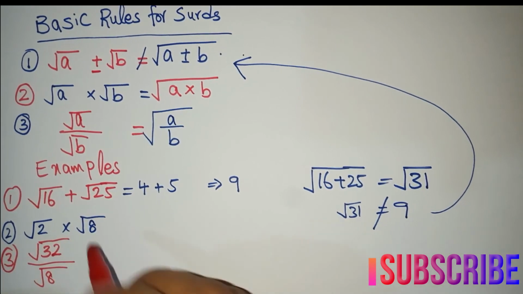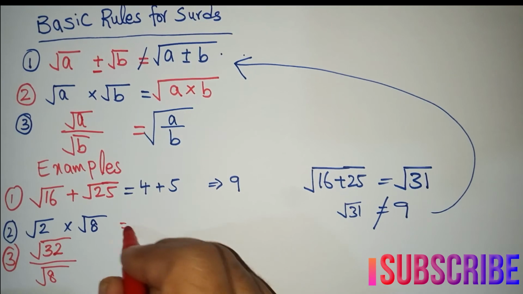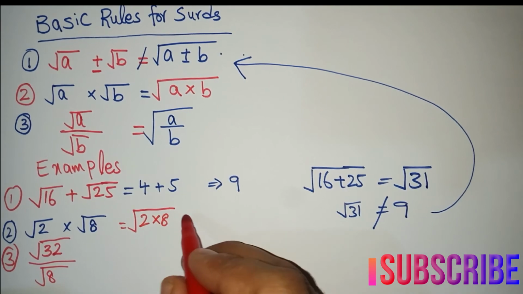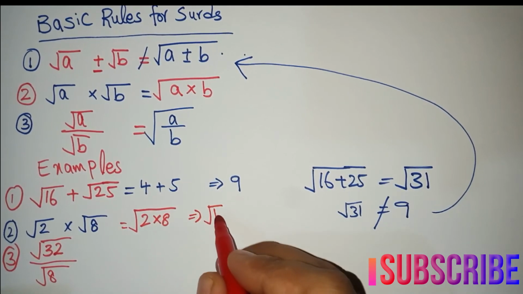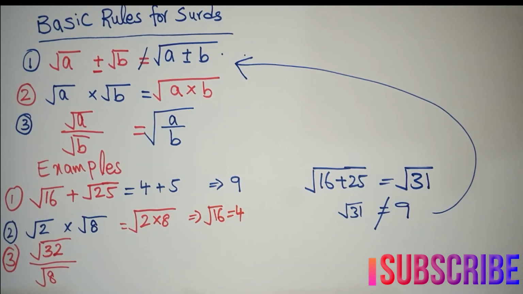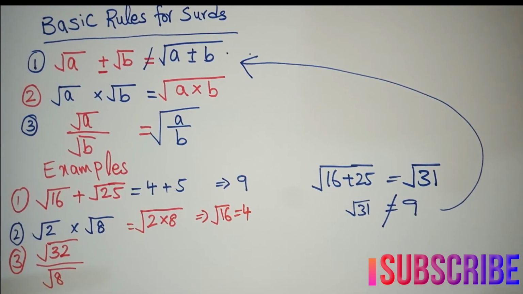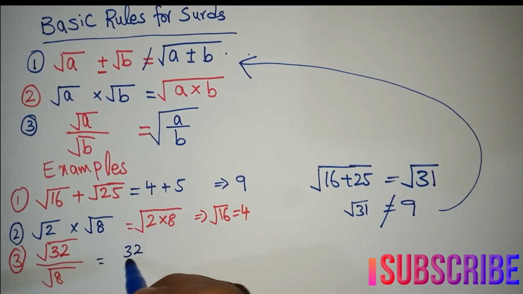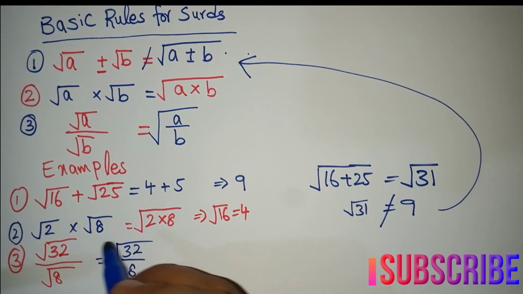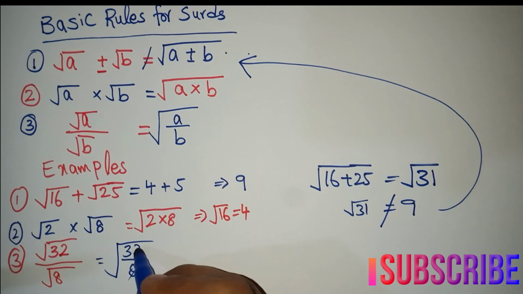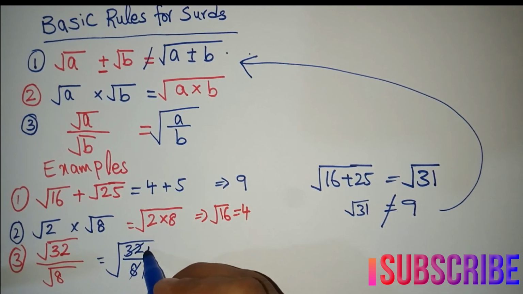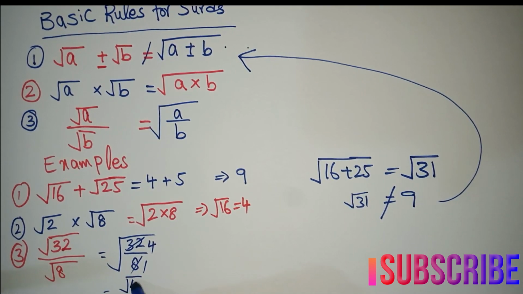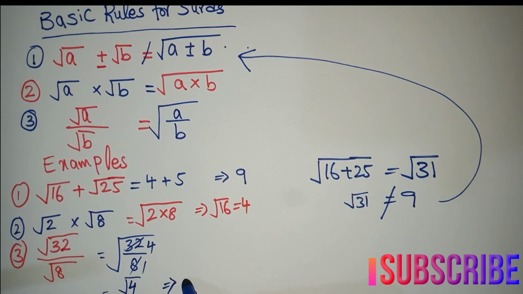The next one is square root 2 times square root 8. So square root 2 times square root 8 is square root of 2 times 8, which gives you square root 16. So square root 16 is equal to 4. The last one, for the third rule, is when they are dividing each other, you can divide them in one square root. So 32 divided by 8: 8 into itself 1, 32 divided by 8 will give you 4. So square root 4 will be equal to 2.